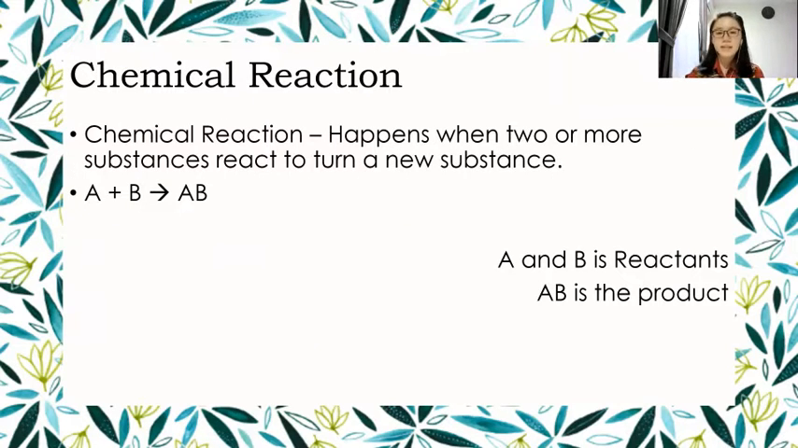And today's topic is about chemical reaction. A chemical reaction is a reaction that happens when two or more substances react to form a new substance. The general formula for a chemical reaction is A plus B yields AB, where the symbol A and the symbol B are the reactants, and AB is the product.